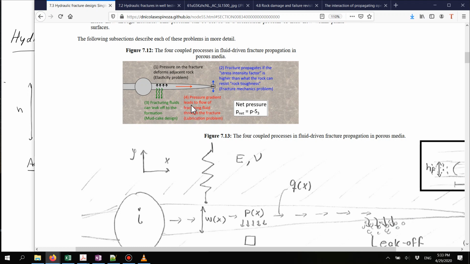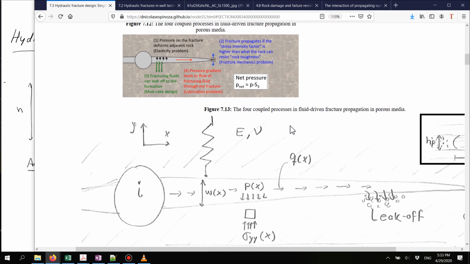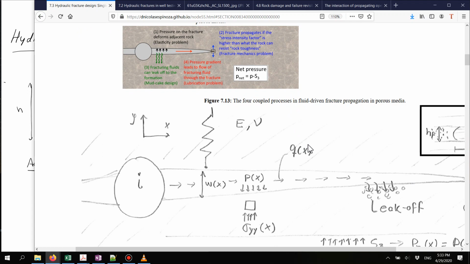And fourth, for this fracture to propagate, we need fluid to flow through the fracture. And that flow through a fracture, sometimes we can approximate it as the flow through two parallel plates. For example, in my schematic here on the bottom, here I have the rate of fluid flow that goes through the fracture, and this is a variable that is also going to depend on the distance from the wellbore.